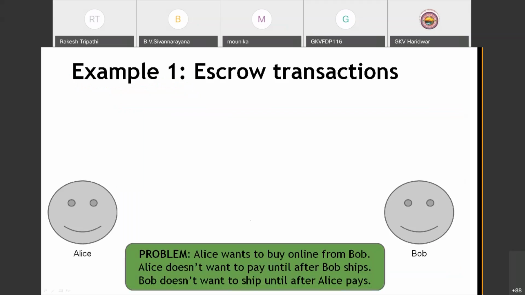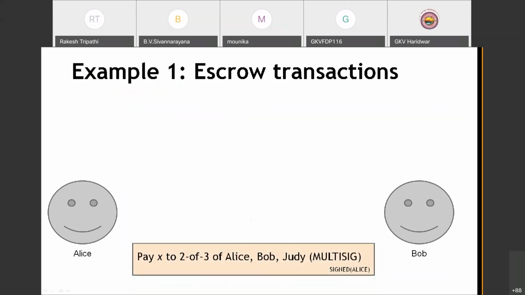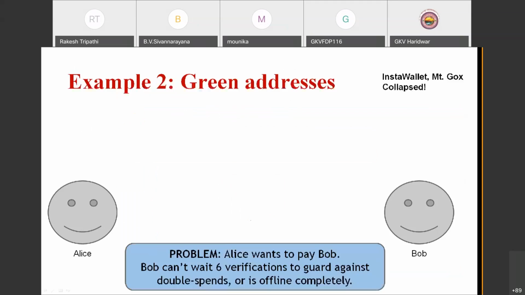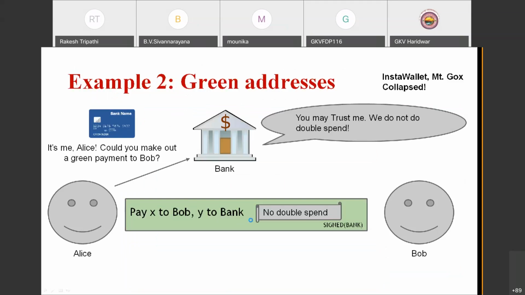Okay. And you can use this Bitcoin transaction for an escrow transaction. So in escrow, what we do is, I will come back to it if time permits, then we'll be doing escrow and green address. Let us do this one.